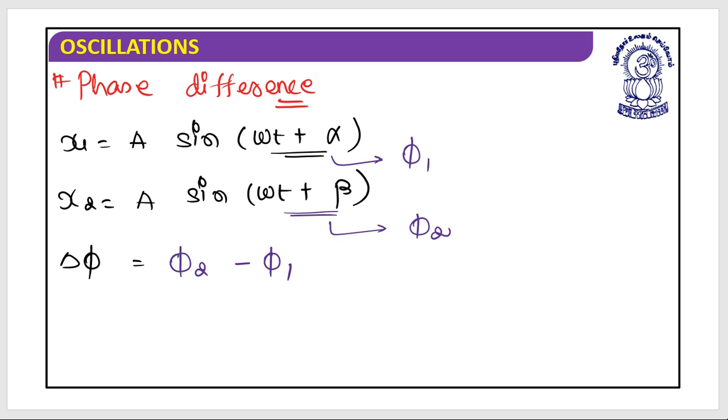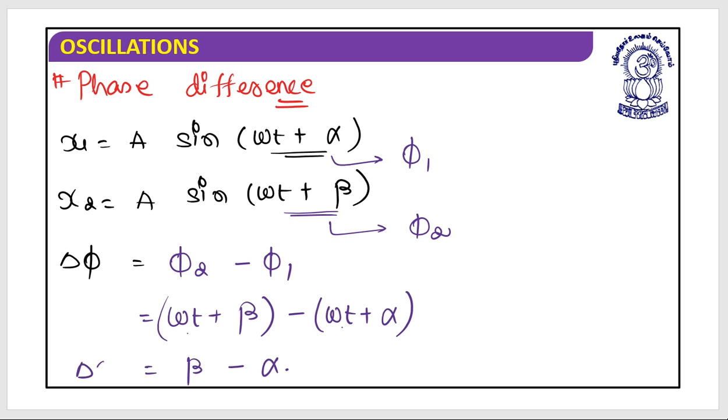So phi 2 minus phi 1 is equal to omega t plus beta minus omega t plus alpha. The omega t cancels out, and this is beta minus alpha, which is the phase difference delta phi. I hope this is clear. So the phase difference is equal to beta minus alpha. Do you understand this? Are you sure? Do you have any doubts?